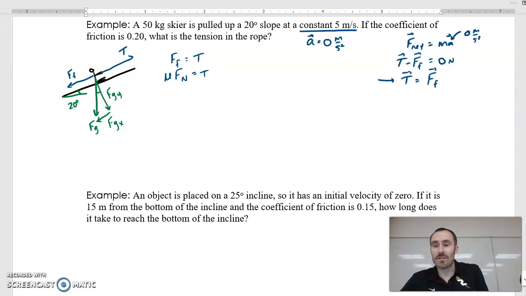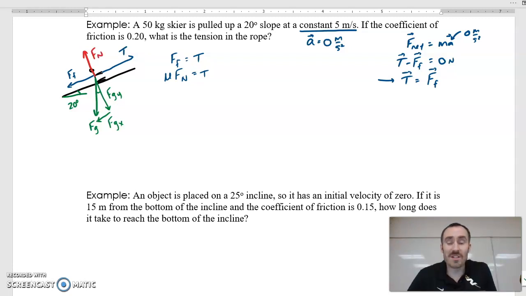I'm going to go full rainbow. That's the normal force. It's perpendicular to the slope, right? Normal means perpendicular, so it's got to be perpendicular to the slope. And because this skier is not being thrown off the slope or sucked through the hill, that means that the y forces must balance out.